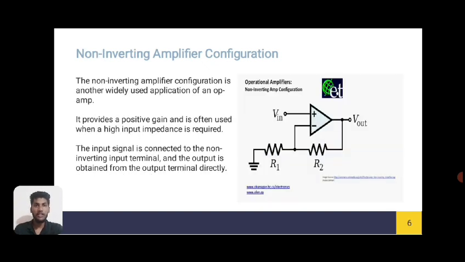Non-inverting amplifier configuration. The non-inverting amplifier configuration is another widely used application of an op-amp. It provides a positive gain and is often used when a high input impedance is required. The input signal is connected to the non-inverting input terminal and the output is obtained from the output terminal indirectly.